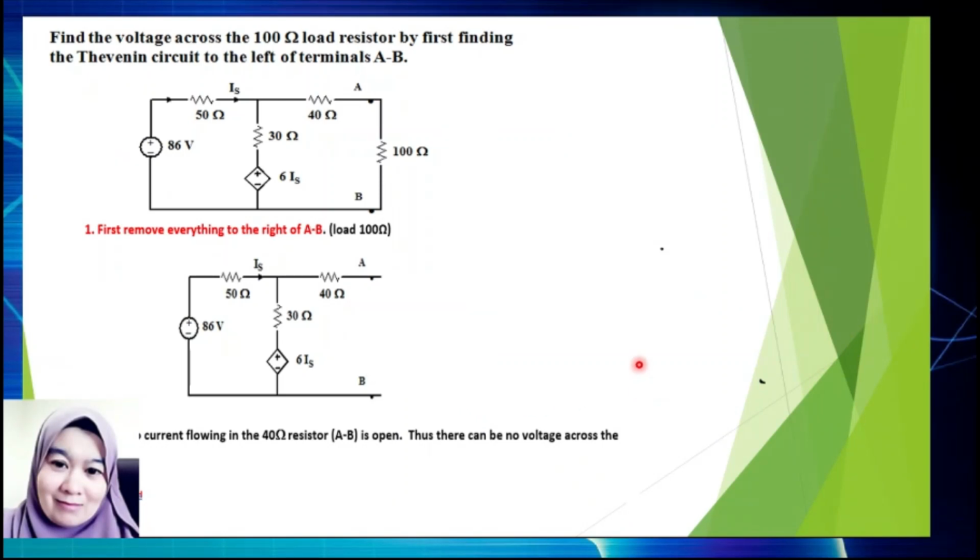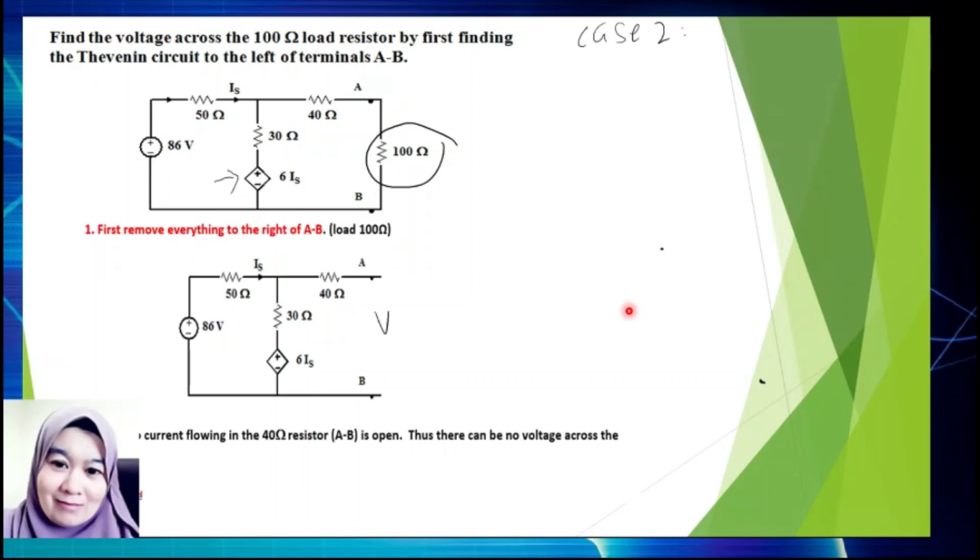If you see this circuit, okay, find the voltage across the 100 ohm load resistor using a Thevenin circuit. So you have to identify which case this is. Since this is a dependent circuit, this is case number 2. So what you need to do? Okay, first you remove the load, 100 ohm. So it is removed like this.